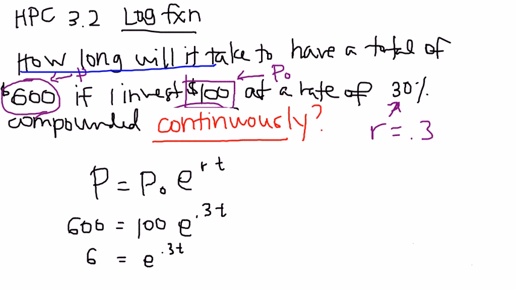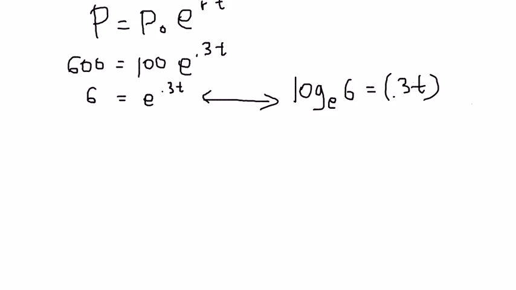So guess what? We're going to use log again. If we rewrite this, it'll be log base, well, what's my base here? It's e, of 6 will give me my exponent. But once again, our calculator works in base 10, so we can't just plug in log of 6. What we need to plug in is log of 6 divided by log of e, and that equals 0.3t.